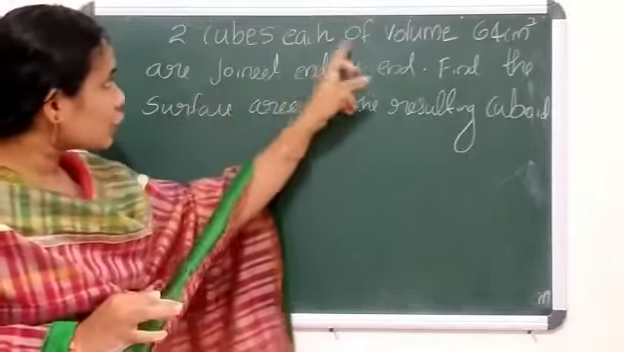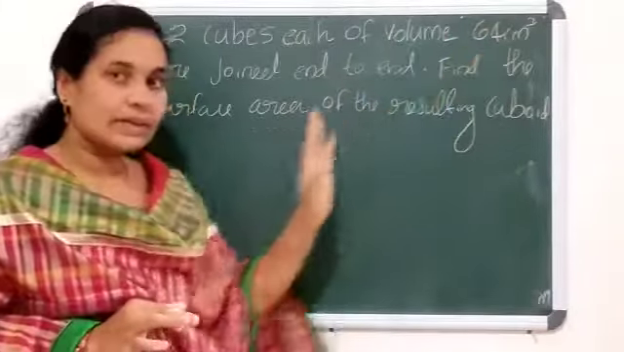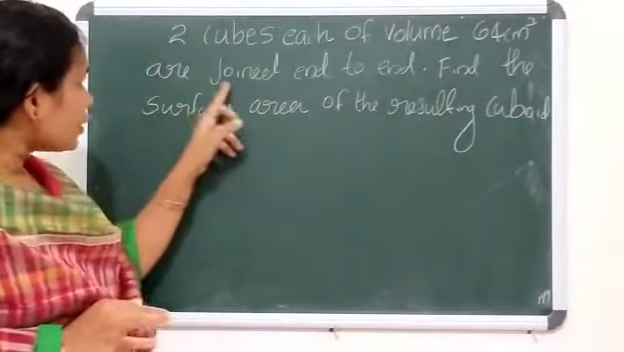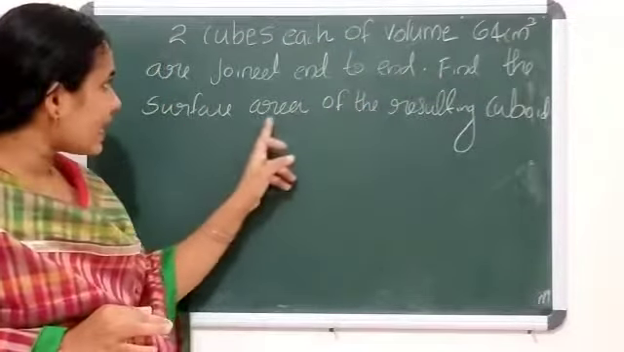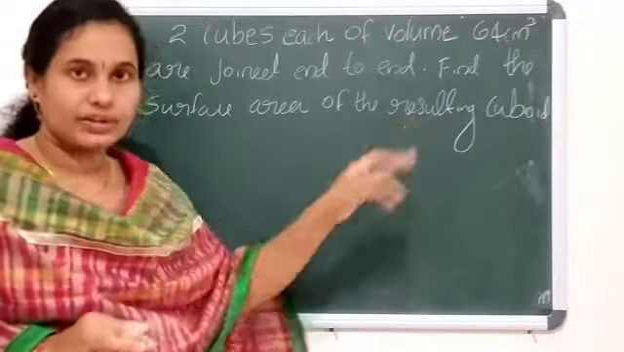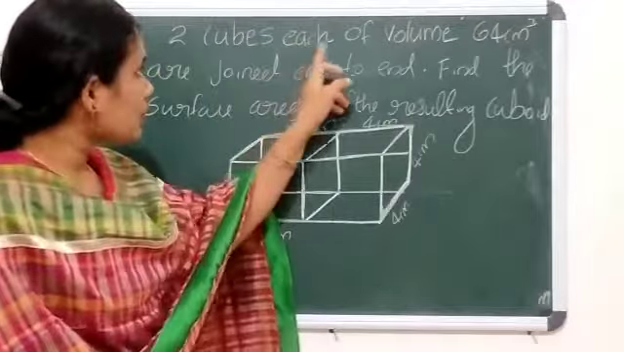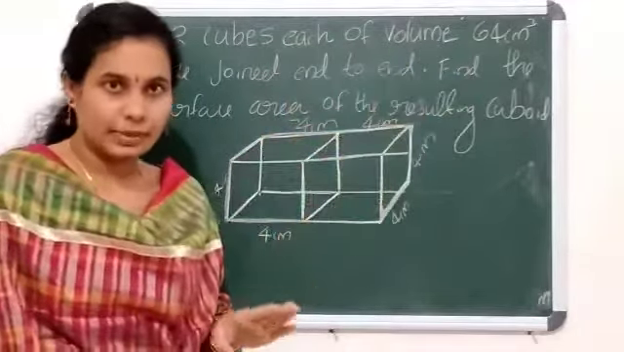Now, consider another example. Two cubes, each of volume 64 centimeter cube, are joined end to end. Find the surface area of the resulting cuboid. Given that two cubes, each of volume 64 centimeter cube.